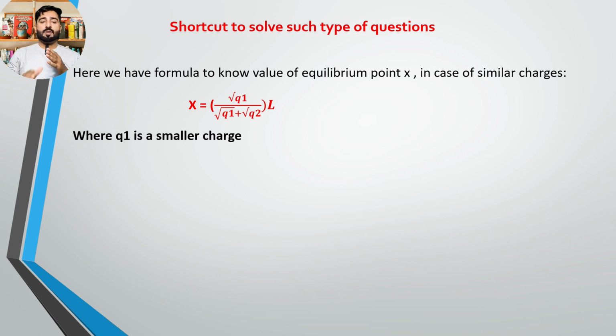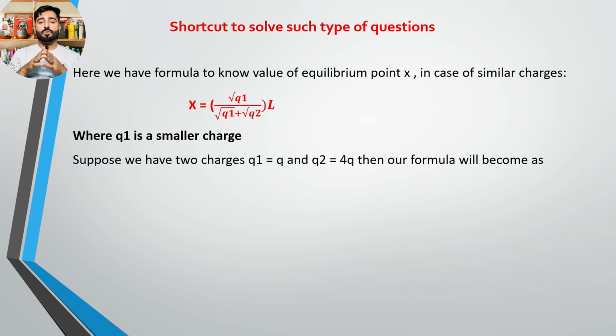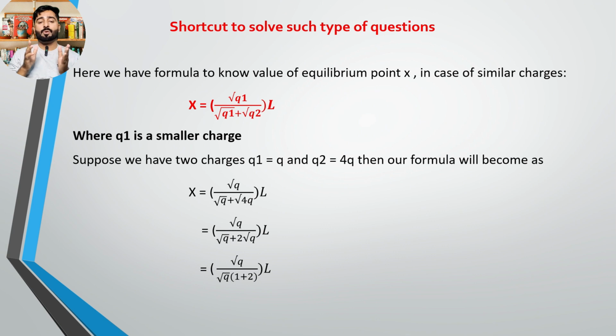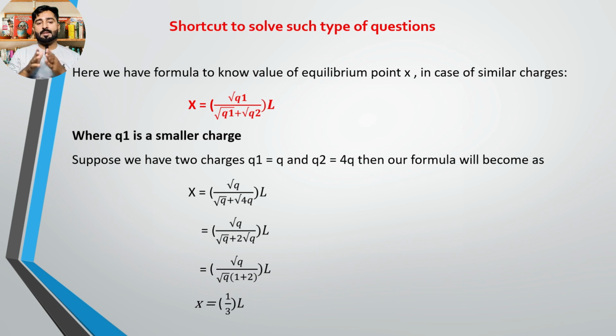To justify this formula, we have an example where q1 is equal to q and q2 is equal to 4q. After placing these values in the formula, we have the relation x is equal to square root of q over square root of q plus square root of 4q, into L. Our relation will become square root of q over square root of q plus 2 square root of q, into L. After simplification, it will become square root of q over square root of q into 1 plus 2, into L. Square root of q will cancel with square root of q, and our final relation will become x is equal to 1 by 3 L.